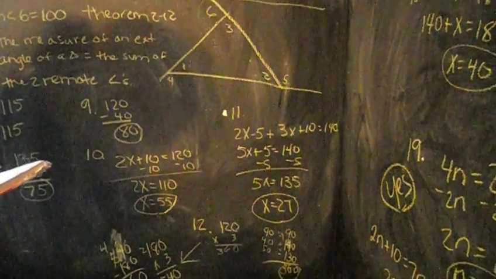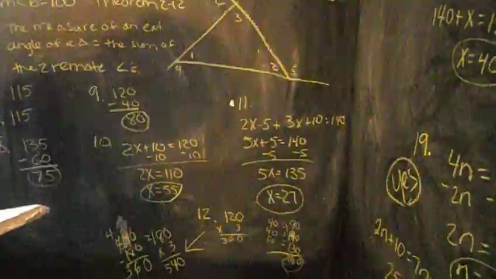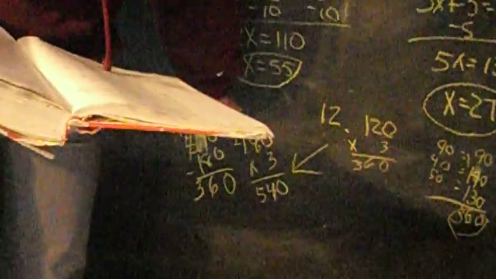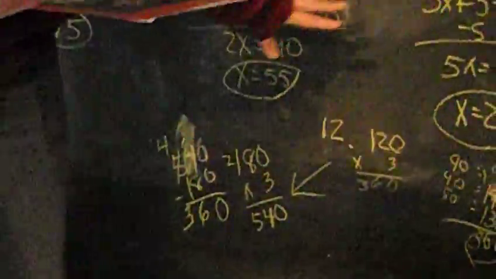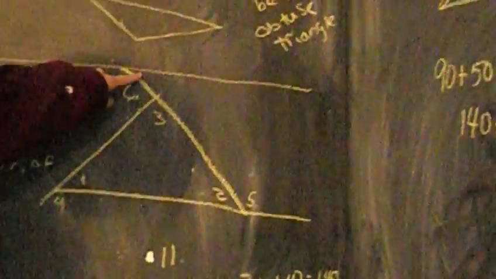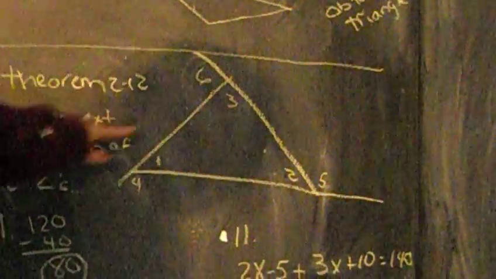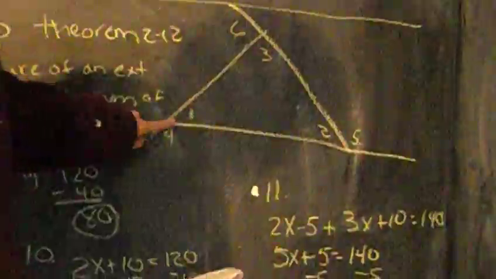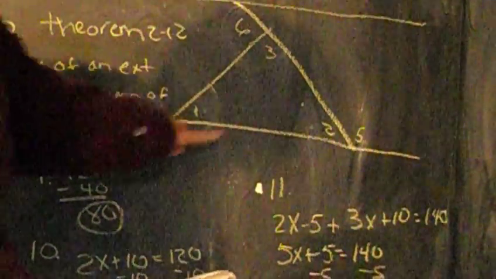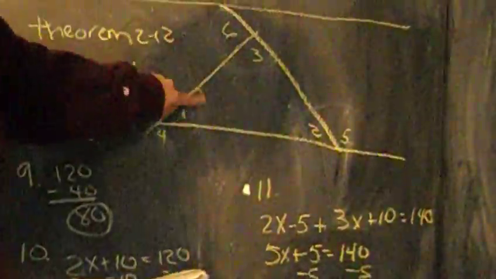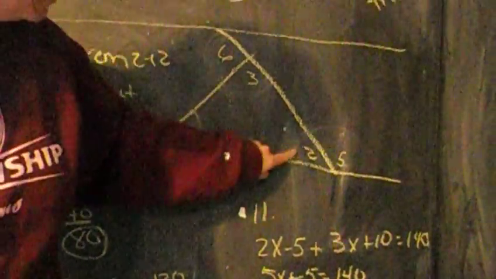If I know that 180, if each angle in the triangle that they give you, each one of these angles equals 180, right? So this equals 180, this equals 180, and this equals 180. These three together equal 180, because those are all supplementary angles.